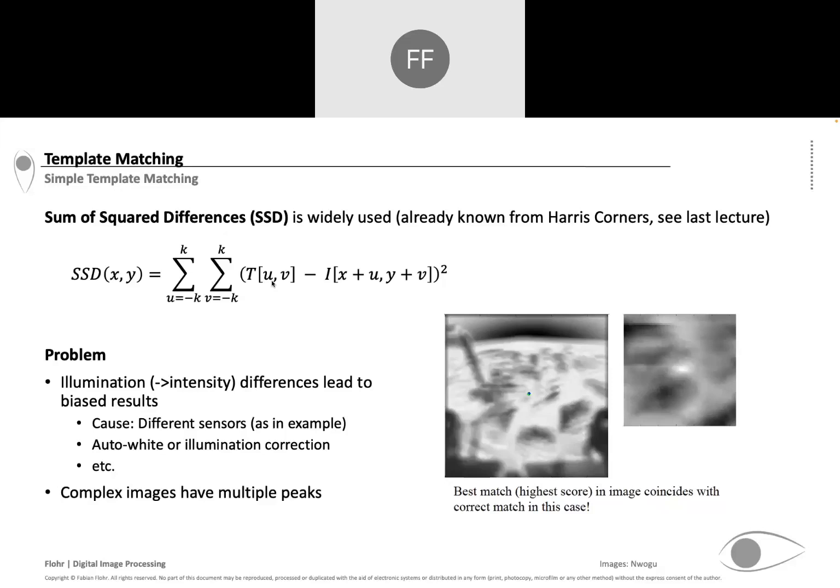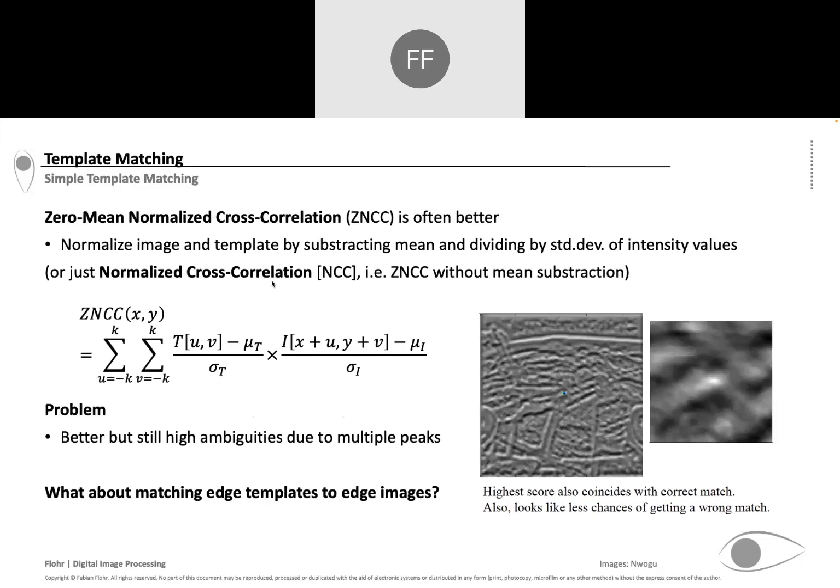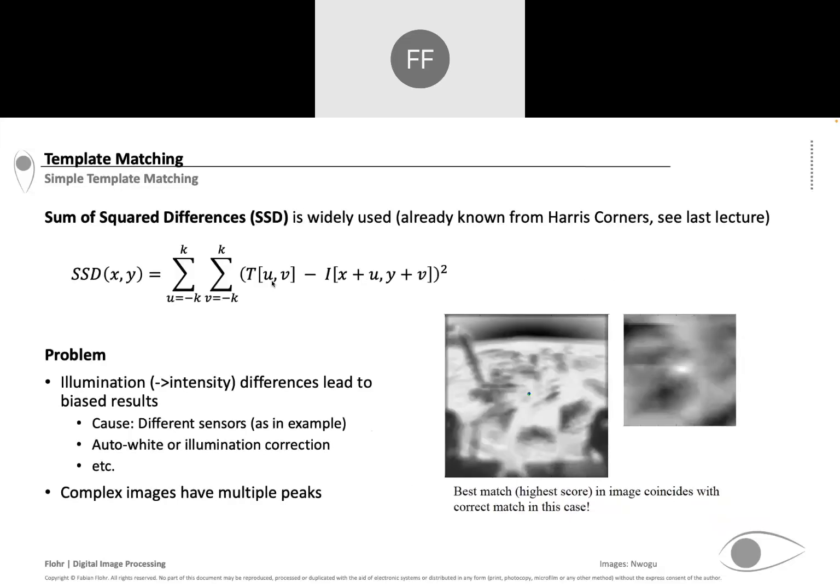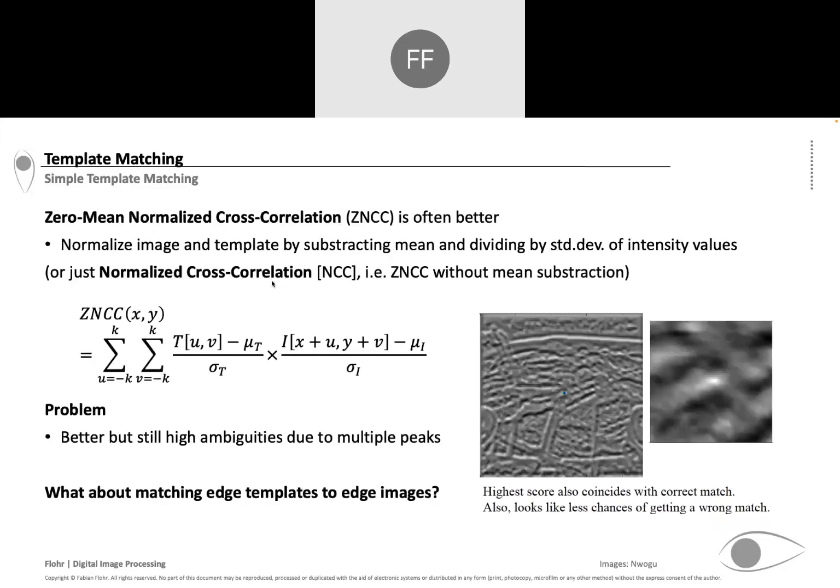So if you do it only for one of those two guys here, then it will not help that much, right? So you need to do it for both. And this is then bringing us to the so-called zero mean normalized cross correlation. Roughly the same as here, but the only difference is that we subtract the mean and we scale it. And we scale it by the standard deviation.